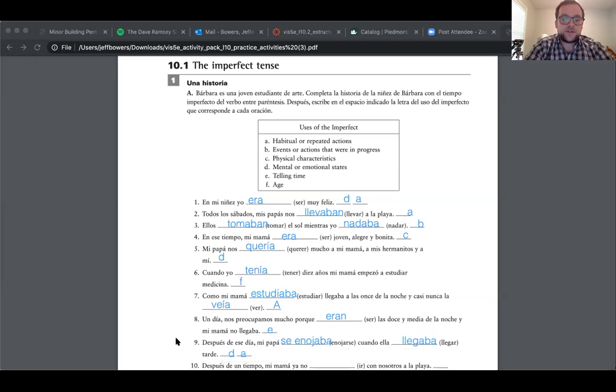All right, last one here, número 10. Después de un tiempo, mi mamá ya no, that's one of our irregulars, ya no iba con nosotros a la playa, right? Ya no iba con nosotros a la playa. So that would be B, events or actions that were in progress. No, A, excuse me. Habitual or repeated actions. Very good. Okay, so as you can see, most of them are going to be A and B unless they're specific, like telling time or age or physical characteristics, emotional states, right? Very good, very good. Okay, so that's it for 10.1.